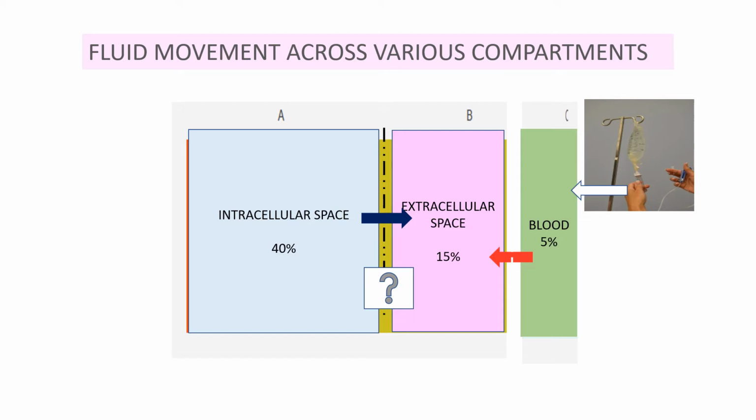This is for normal saline. Now what happens with 5% dextrose? It's the other way around. In 5% dextrose, the glucose gets used by the cells. So all you have is free water.